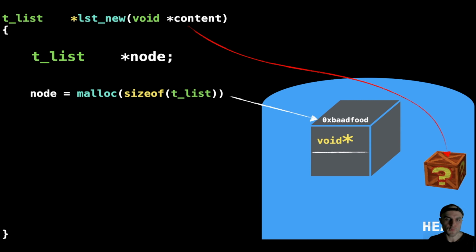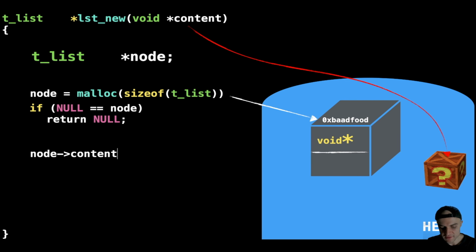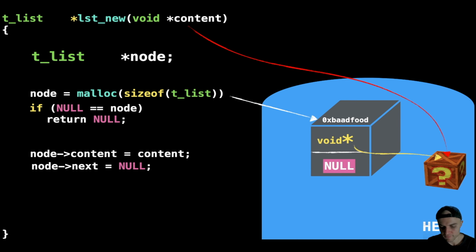Then what do we do? Of course, after every malloc, you have to check for nulls. So you're gonna say if null equal node, return null, right? Easy. And then you're going to say node content is equal to content. So what is going to happen? Well, simply this. The content of my node is going to point to the content. And then I'm going to say node next is equal to null. Boom.